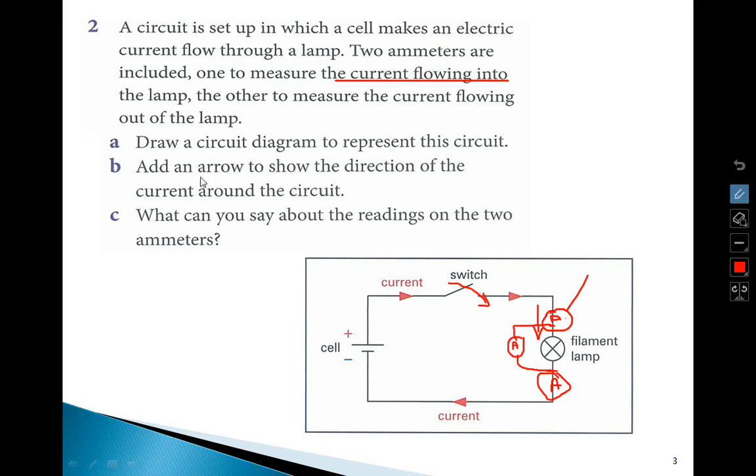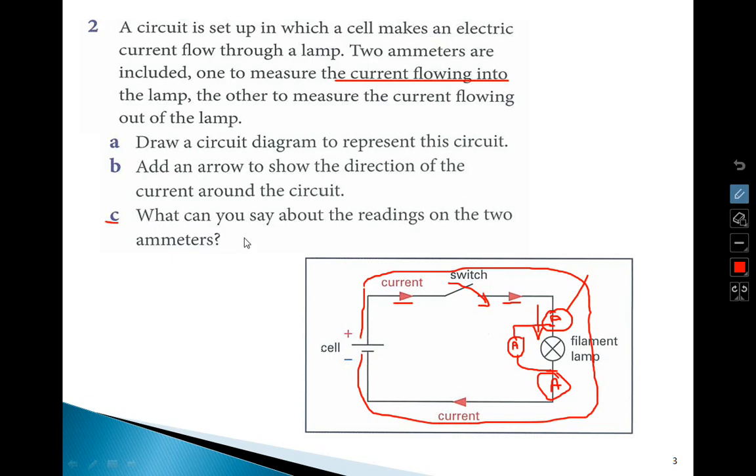B, add an arrow to show the direction of current around the circuit. Current starts moving, and we put this arrow to show the direction of current inside the circuit. Always remember, current starts from positive, and keeps moving until it returns back to the minus bar. Start from positive, ending at the minus part.